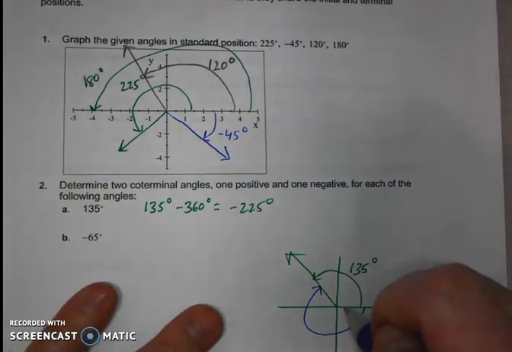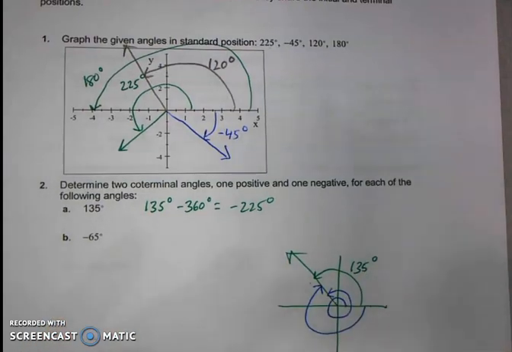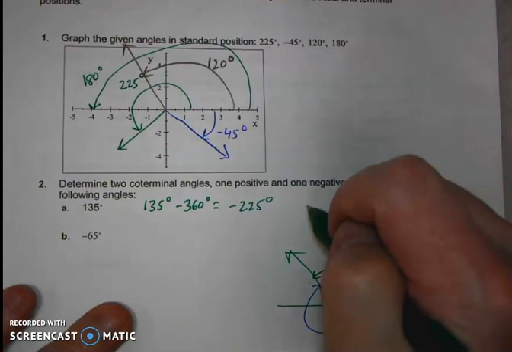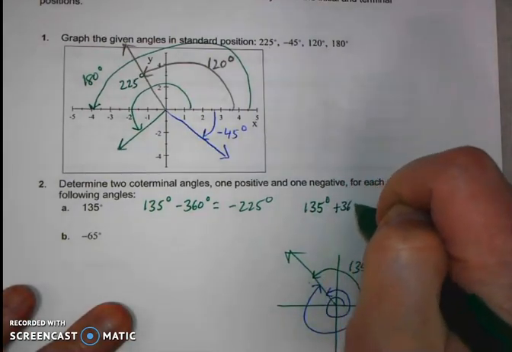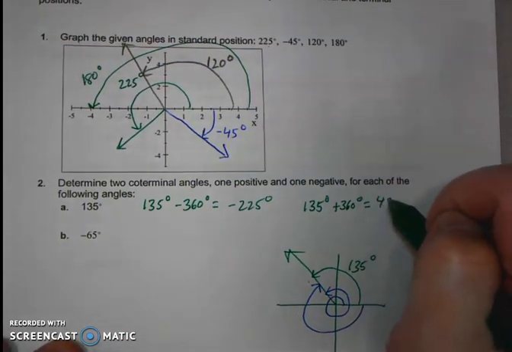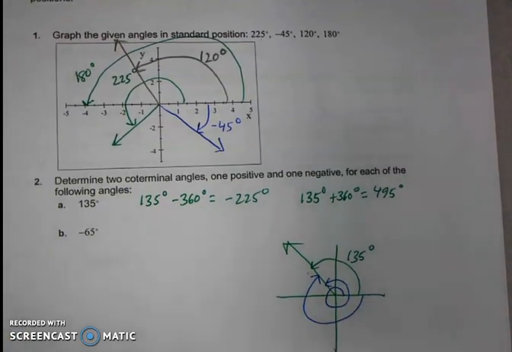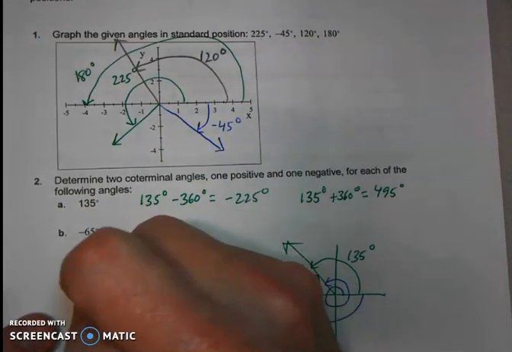The positive one, start here, go all the way around, that's 360 degrees, and then do another 135. So another correct answer is 135 degrees plus 360 degrees. Oh, I don't need a calculator for that. That's 495 degrees. Okay, so finding coterminal angles is pretty easy. You add 360 or subtract 360. Or you could add 720 and subtract 720. Why 720? Because 720 would be two complete rotations. Now, generally, we only do the 360, but you could do more if you want.